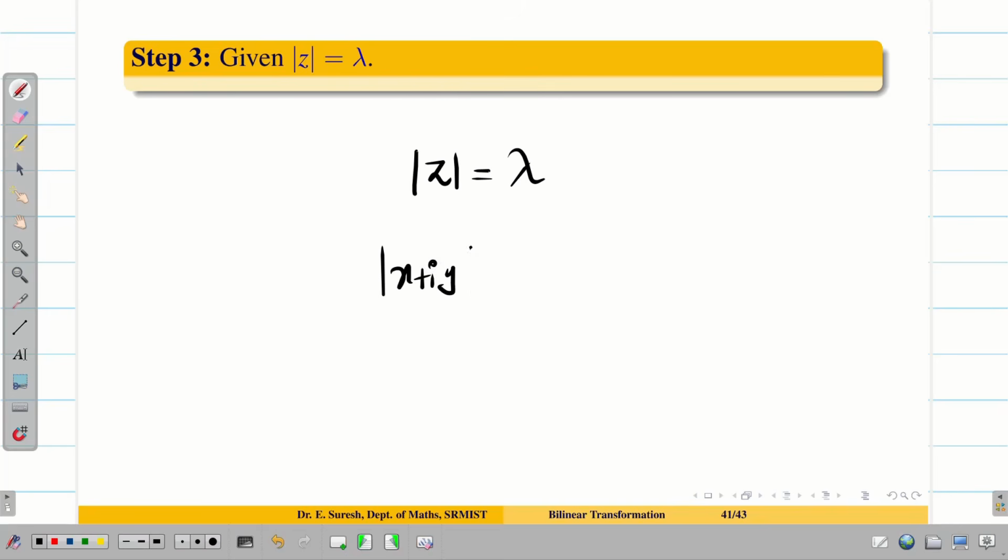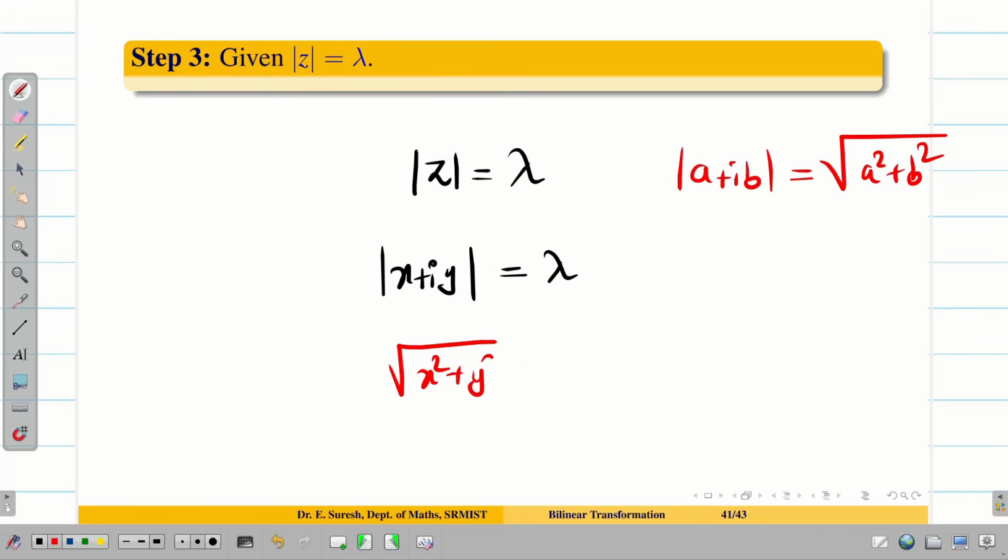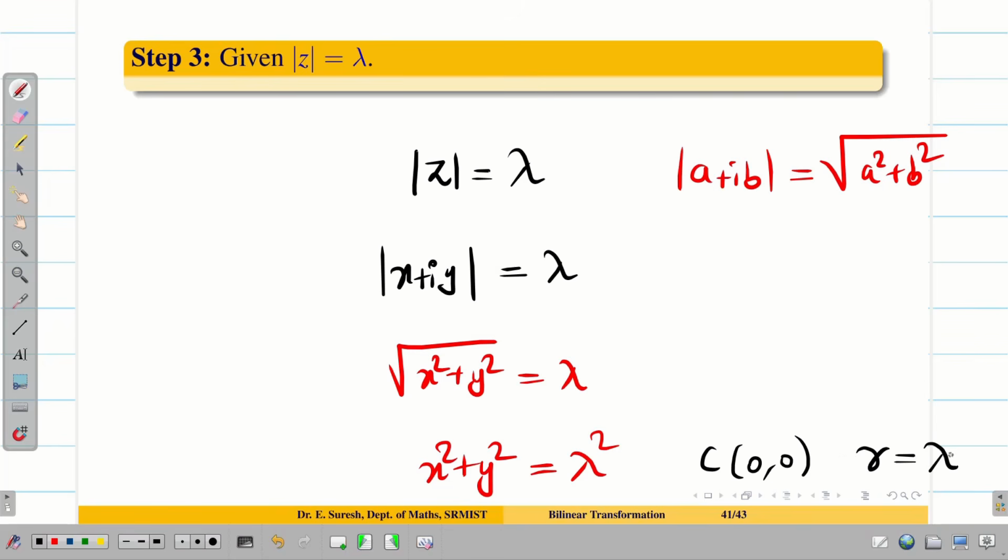Mod Z is nothing but modulus of X + iY = lambda, and we know that modulus of A + iB is the square root of A square plus B square. So the square root of X square plus Y square = lambda, and finally squaring on both sides, we get X square plus Y square = lambda square. This is nothing but a circle with center (0, 0) and radius lambda. This is in the Z plane. Now we have to see how this is going to be transformed in the W plane.